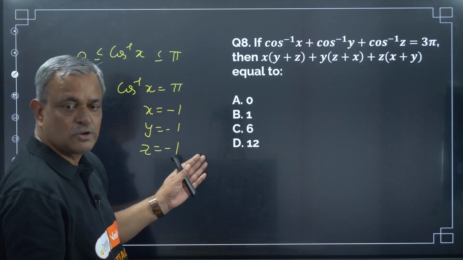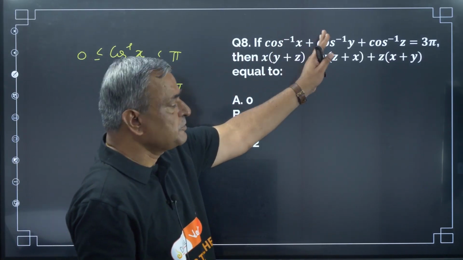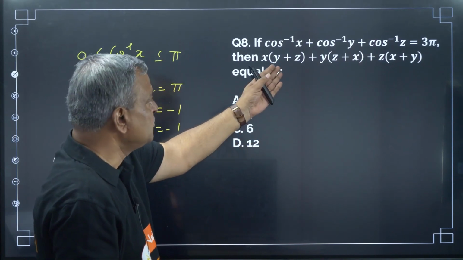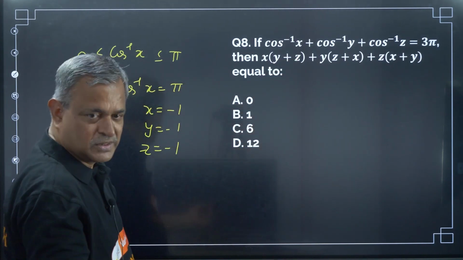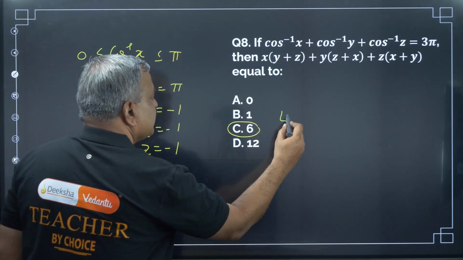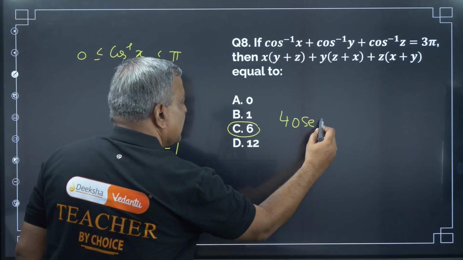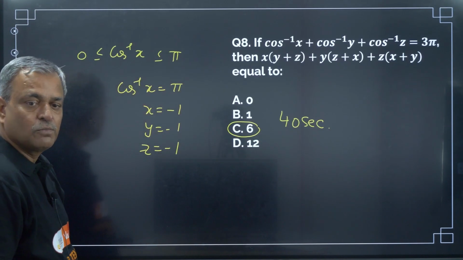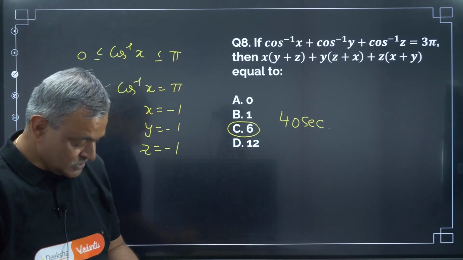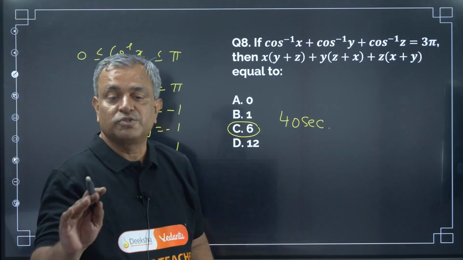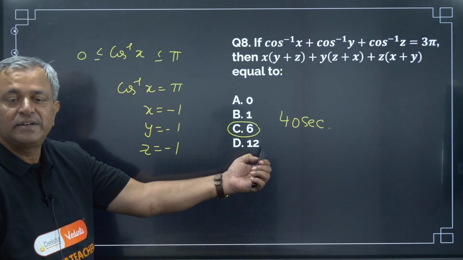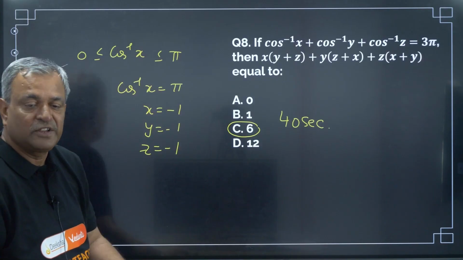X equal to minus 1, y equal to minus 1, z equal to minus 1, pi plus pi plus pi only you will get as 3 pi. If you substitute it, each value will be 2, 2, 2. So that substitution you can easily do: 6. Option C. Max to max 40 seconds. Should not take more than 40 seconds. Of course, you are very fast in calculations. That's why I always advise don't use calculators, even for small multiplications. Otherwise, you can't get this problem in 40 seconds.